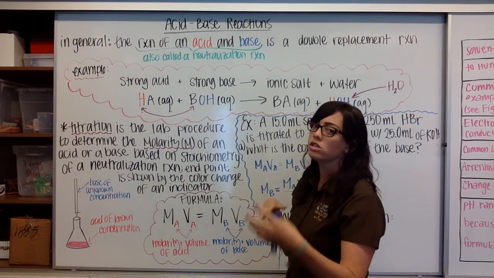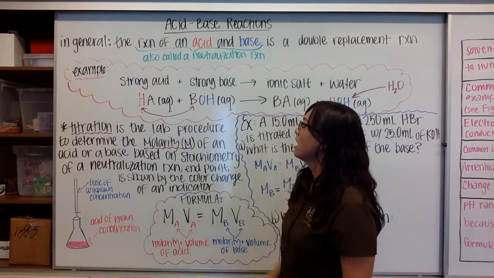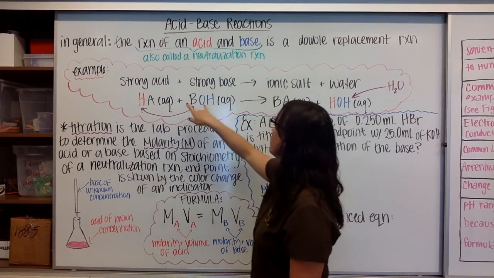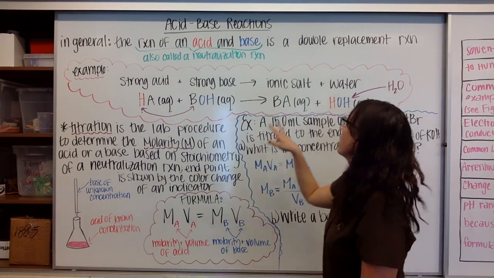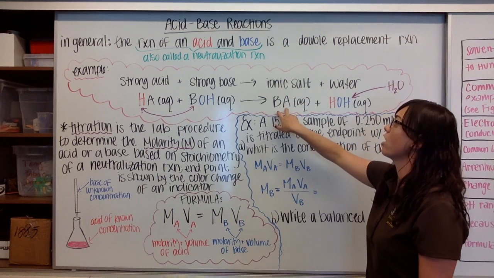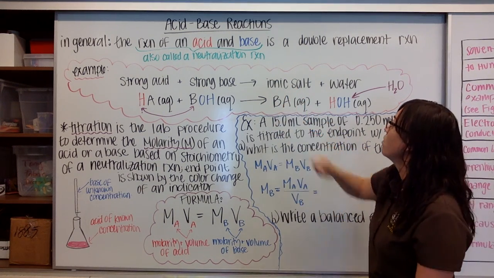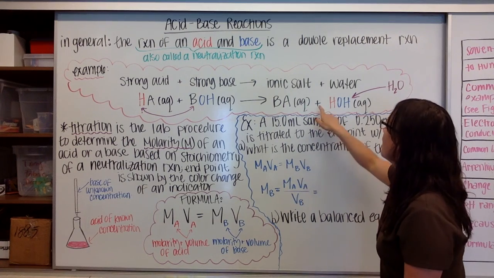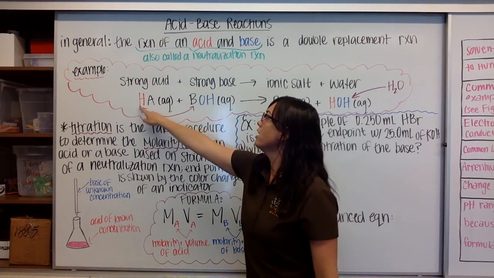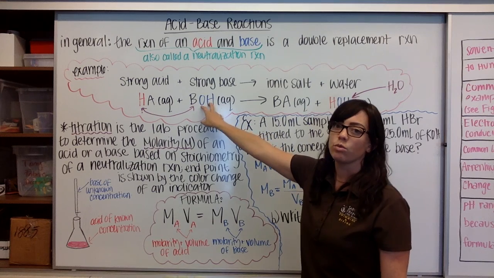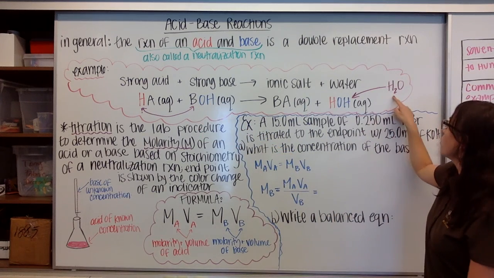Those are all going to dissociate because they're aqueous, and our cation and anion are going to come together to form an ionic salt. They're still aqueous, so they're dissolved. But this is our double replacement reaction. And our hydrogen and our hydroxide will come together to actually form water.